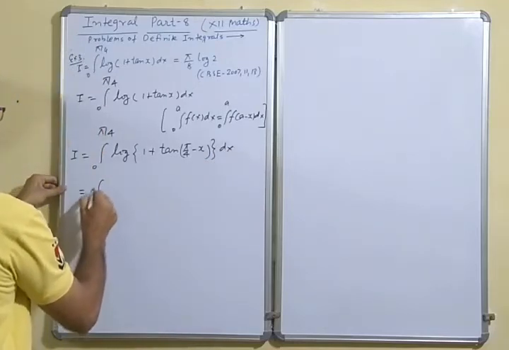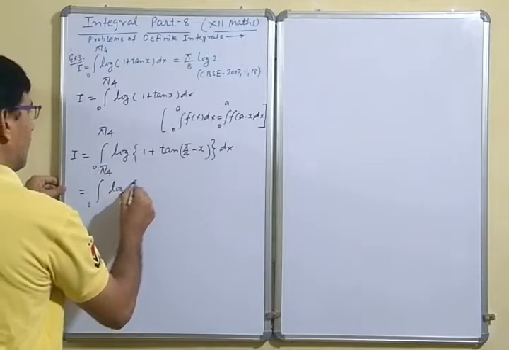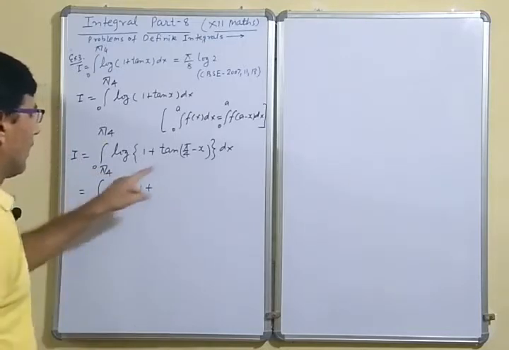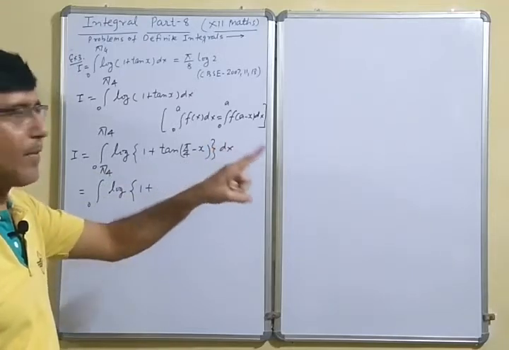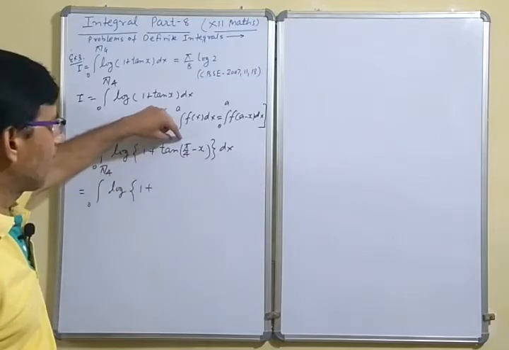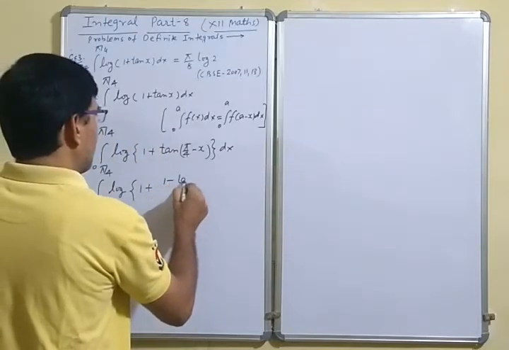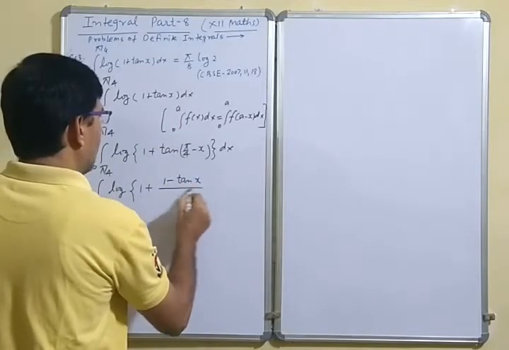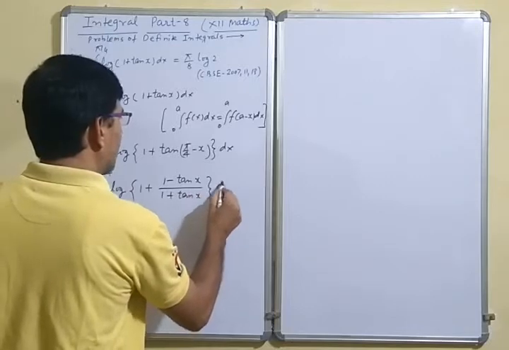So this becomes the integral from 0 to pi by 4 of log in brackets 1 plus, here we will use tan of a minus b. Tan of a minus b means tan a minus tan b upon 1 plus tan a into tan b, and tan pi by 4 is equal to 1. So we can write it as 1 minus tan x upon 1 plus tan x, dx.